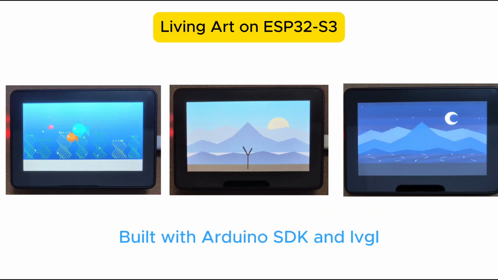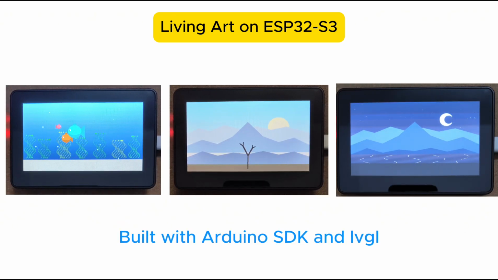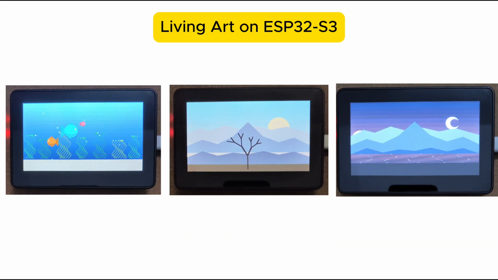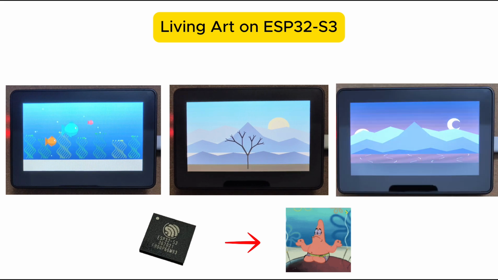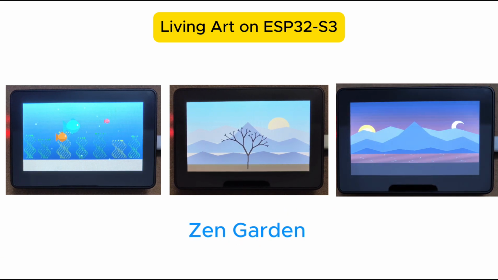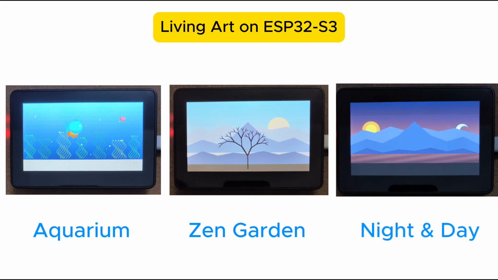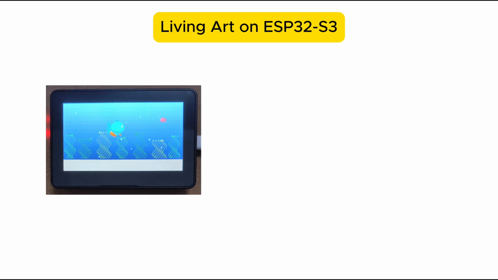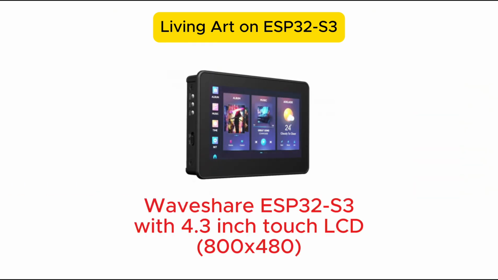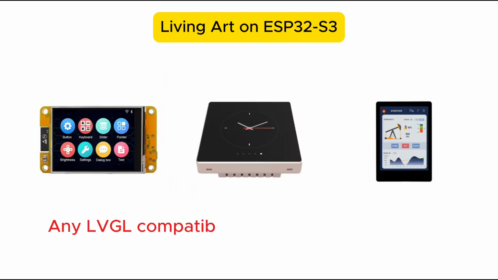What if I told you this tiny 4.3-inch screen is running 3 completely different animated worlds, all powered by an ESP32? Let's walk you through 3 visual projects that turn your microcontroller into a piece of living art. A Zen Garden with cherry blossoms, a peaceful aquarium, and a full day and night cycle running at a smooth 30 FPS. We will be using the Waveshare ESP32 board with 4.3-inch touch LCD. But you can use any other ESP32 board too.